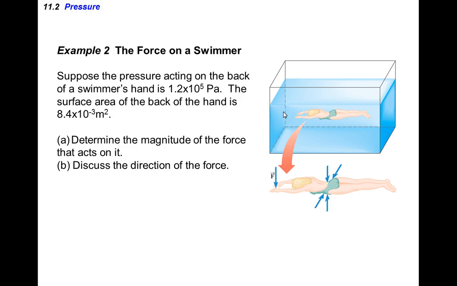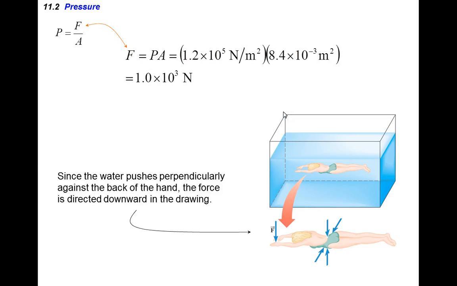So in this case, determine the magnitude of the force. Gee, I want to find force. I have pressure, I have area. I can figure out the force. So rearranging the equation, solving for force. Force equals pressure times area, and I get a force of 1,000 newtons. Now, here's a case where we're going to talk about the direction of the force. Since the water pushes perpendicularly against the back of the hand, the force is directed downward in the drawing.